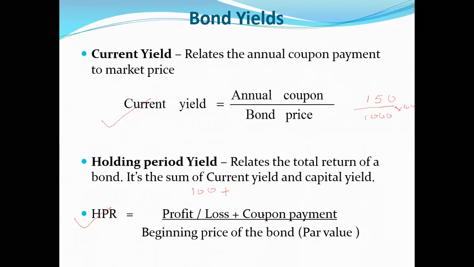plus the particular bond which Rohit purchased is giving a rate of interest of 10%. So what is 10% of 1000 rupees? It's 100 rupees. So 100 plus 100 divided by the beginning price of the bond, that is 1000 rupees, the par value of the bond. So totally it is 200 divided by 1000 rupees. Whatever answer comes, multiply by 100, and you will get your answer in terms of percentages. So that is going to be your holding period return.